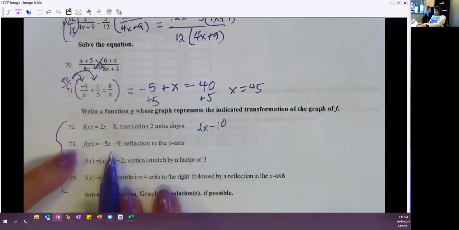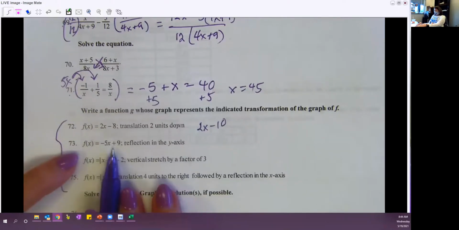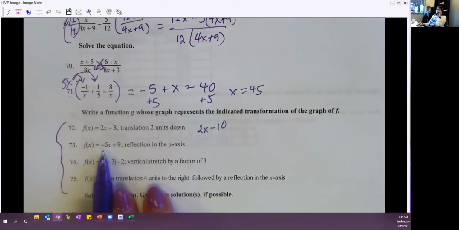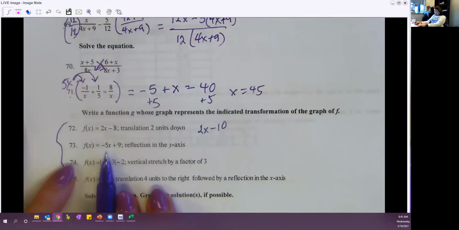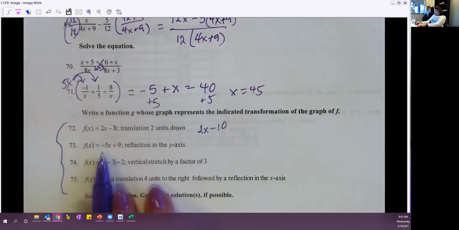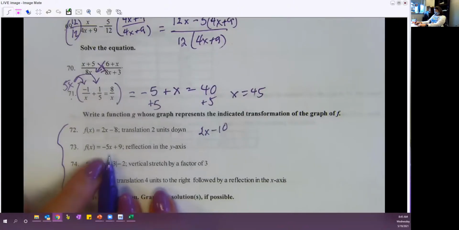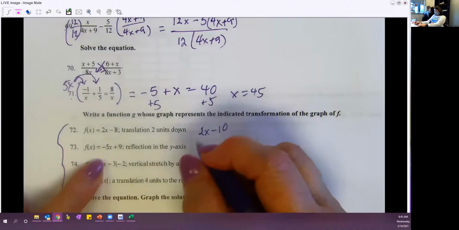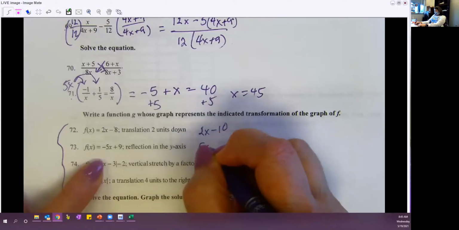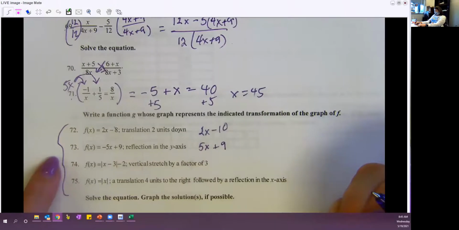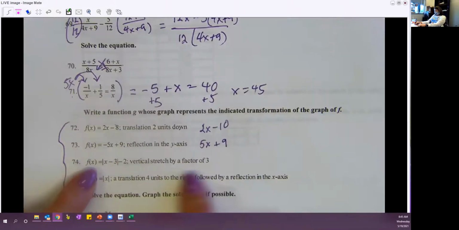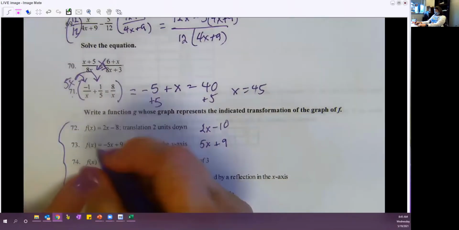If this one's going to reflect on the y-axis, it's already negative in front of the x. So to reflect it, you're going to reflect it back over. You're going to change this to positive. Yep. So it becomes 5x.